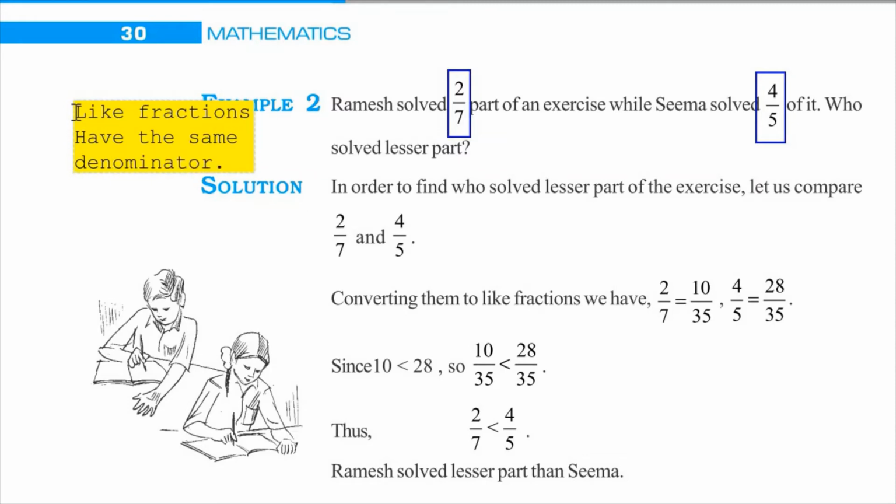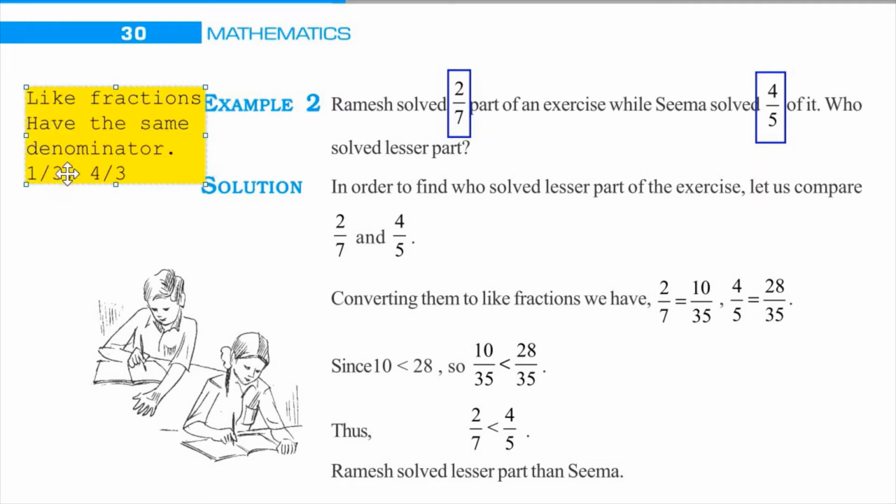When you have the same denominator, for example, compare 1 by 3 and 4 by 3. These two have the same denominator, that is 3. So it is easy for us to compare, and you can easily say that 4 by 3 is greater than 1 by 3 because 4 is greater than 1. As the denominator is the same, we can compare these two fractions directly by comparing the numerators.